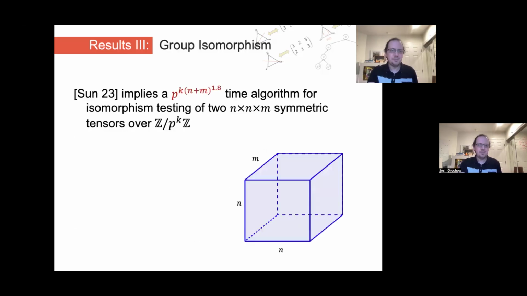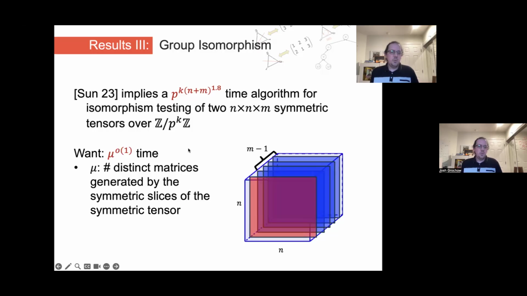Okay, and our third set of results is about group isomorphism. So Sun's breakthrough already implies a (p^k)(n+m)^1.8 time algorithm. And that 1.8 is improving over the trivial 2, which would correspond to something like 2 to the log squared n, for isomorphism testing of two n by n by m symmetric tensors over the integers mod p to the k. Okay. What we want is instead something that's in time mu to the little o of 1, where mu is the number of distinct matrices generated by these slices.